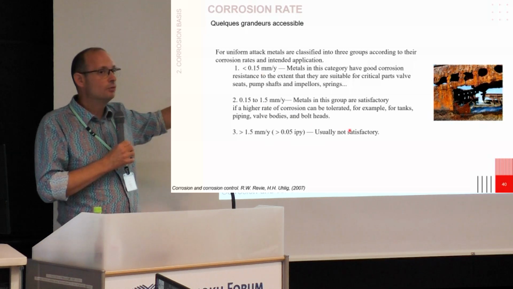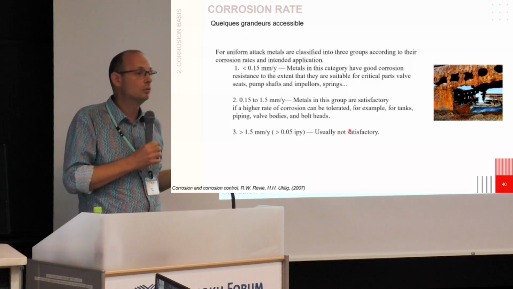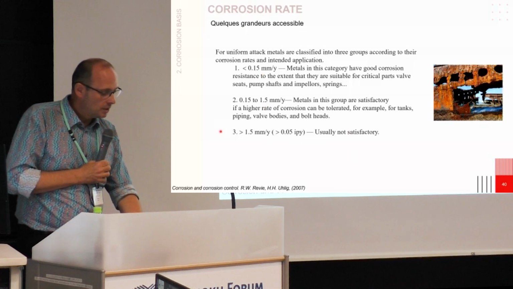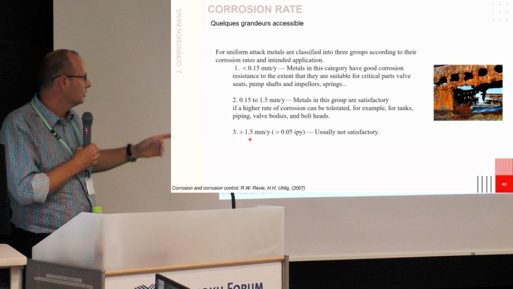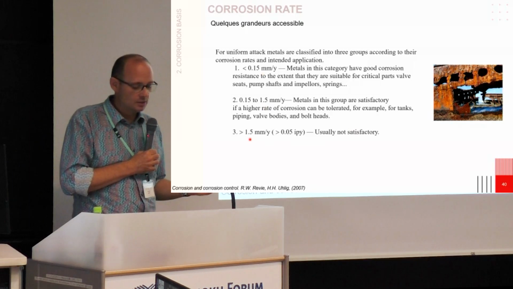That means also, if you are selecting this material with this corrosion rate, you have to think maybe to oversize the system. And what we are saying is often, if the corrosion rate is higher than 1.5 millimeters per year, it's not satisfactory.